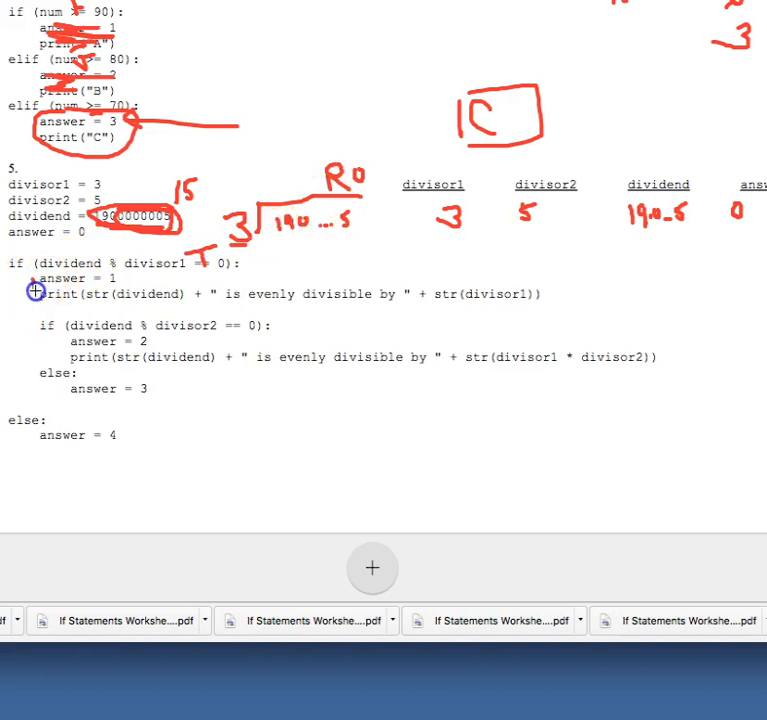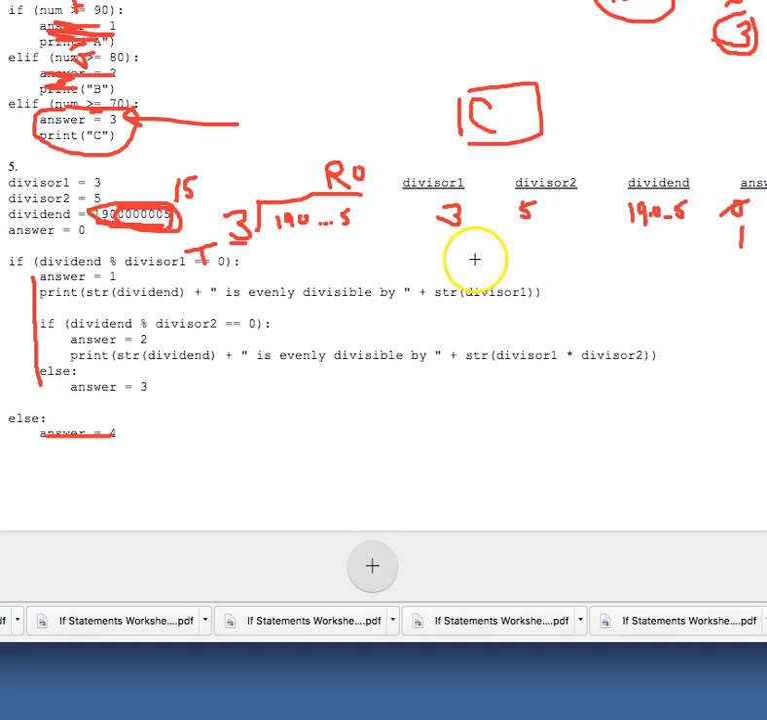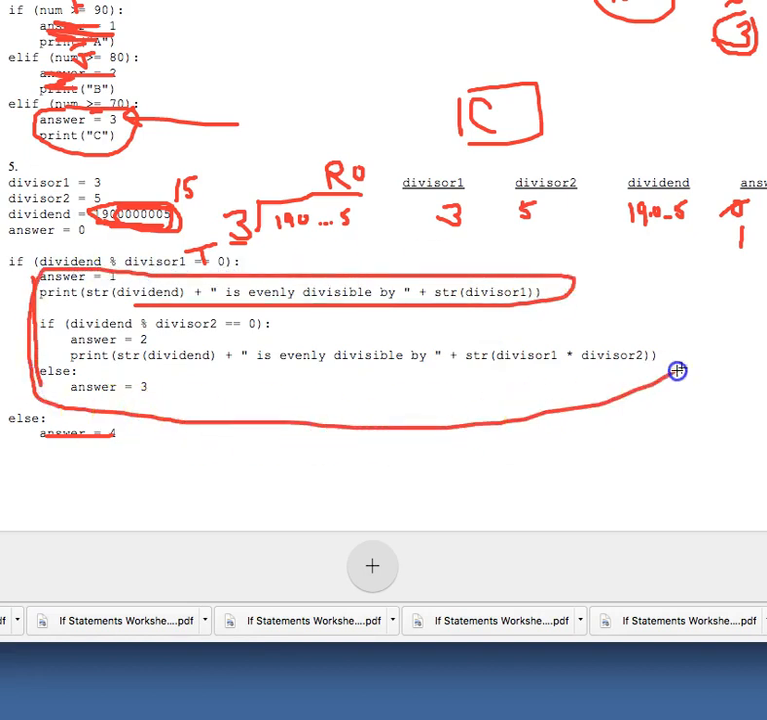And therefore, we execute whatever code is indented in this if. We ignore the else, and therefore we put answer equal to 1. Don't forget to circle your final answers, like this and this. Anyway, back to this exercise. Answer was equal to 1, and now we print that dividend, the big number 19005, is evenly divisible by 3. All that prints out, and you should circle all this actually, because all of this is executing because of this true.